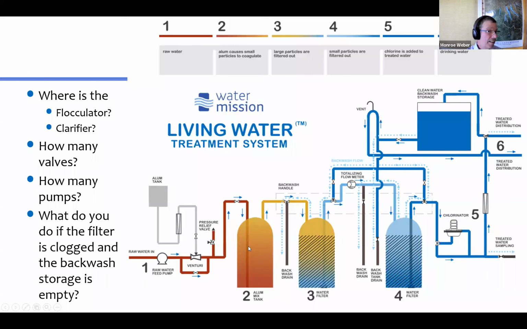It's like a little flocculator. The only energy source is actually the jet of water coming in from this pipe. That jet of water does provide some mixing and some fluid deformation. And so there is some flocculation. It's a terrible design for a flocculator, but it is a flocculator. What about a clarifier?